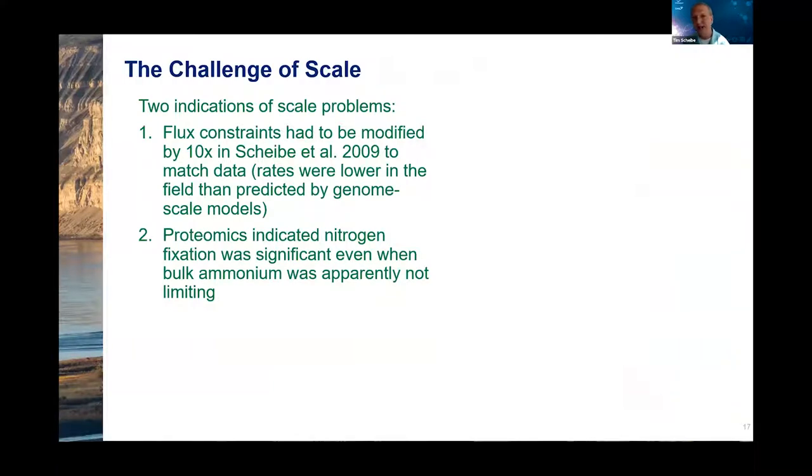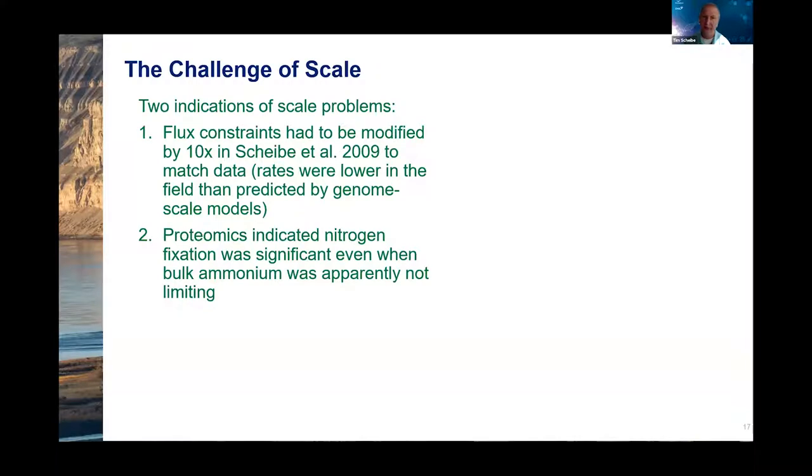The first is that in our original paper in 2009, we actually had to modify the flux constraints by a factor of 10 in order to match the observed data. And that was because the predicted rates from the genome scale model were higher than what we were actually observing in the field. So although I said the parameters were specified, in fact, we did have to tune this one parameter in order to fix it.